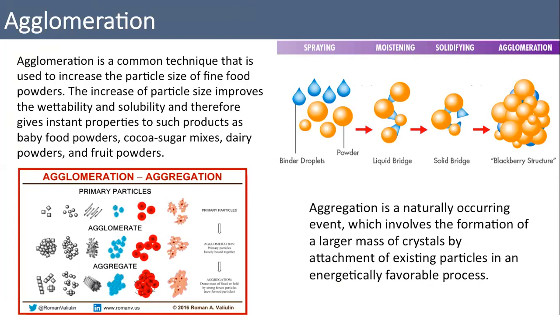Agglomeration, we have discussed this term. Here also you can see agglomeration and aggregation. There are two processes, so you can read these things; I am not going to explain. I just explain here: you can see binder droplets and powder. Suppose these are vegetable fat or coconut oil and wheat flour. We are going to mix these things together. The liquid bridge is there, then it will convert into a solid bridge, and finally a blackberry structure. A rigid structure is there. You can see what happened to the surface area.